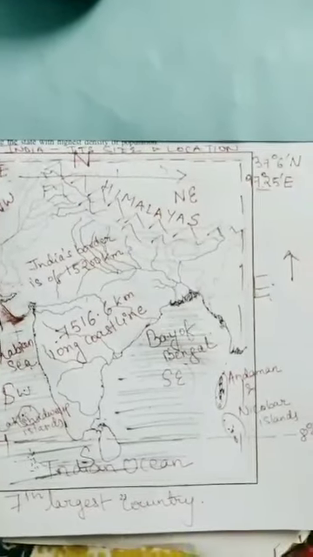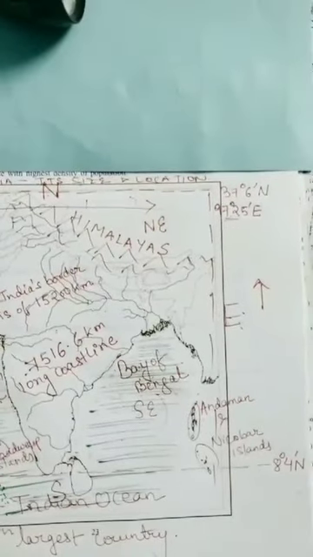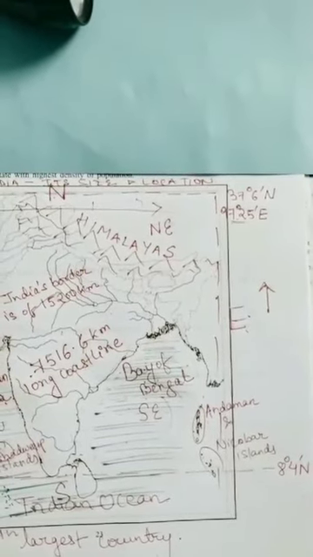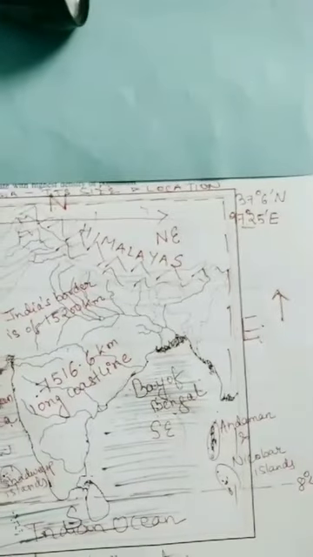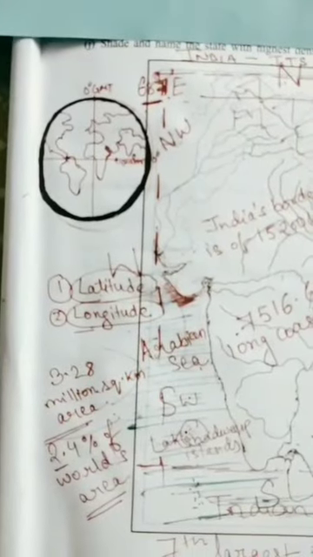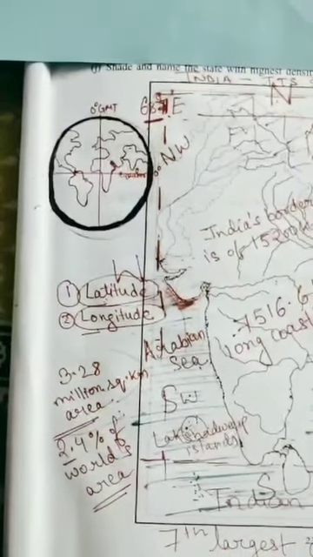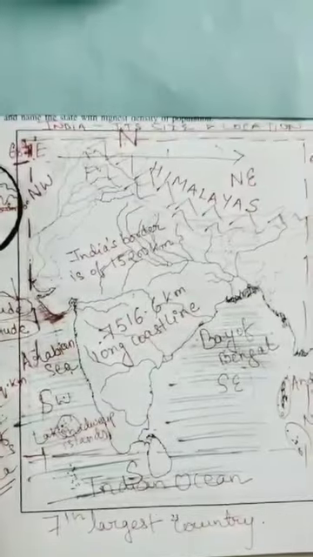The latitude and longitudinal extension we have also learned. The latitude is 8 degree 4 minute north to 37 degree 6 minute north, and longitude is 68 degree 7 minute east to 97 degree 25 minute east. We have also gone through the concept that India occupies 3.28 million square kilometers of area, which is 2.4% of the world's area, making it the 7th largest country.